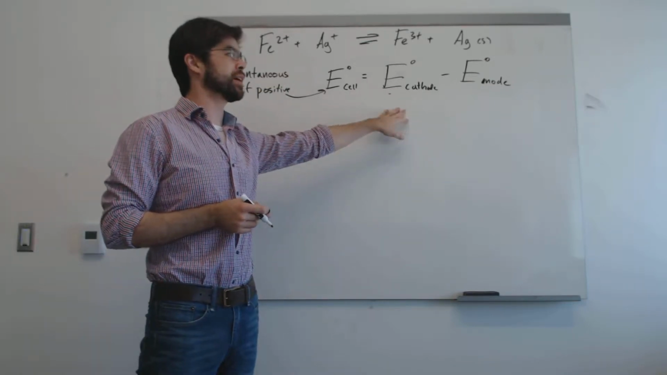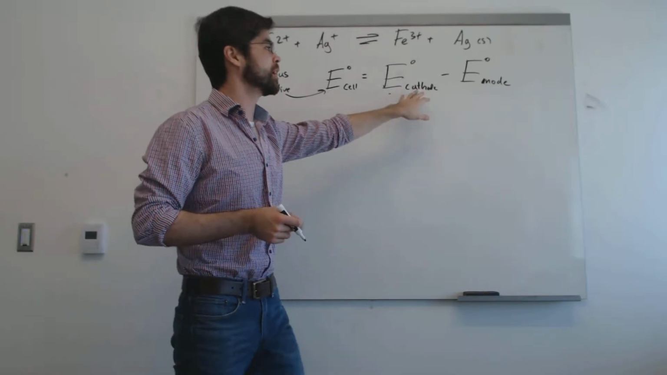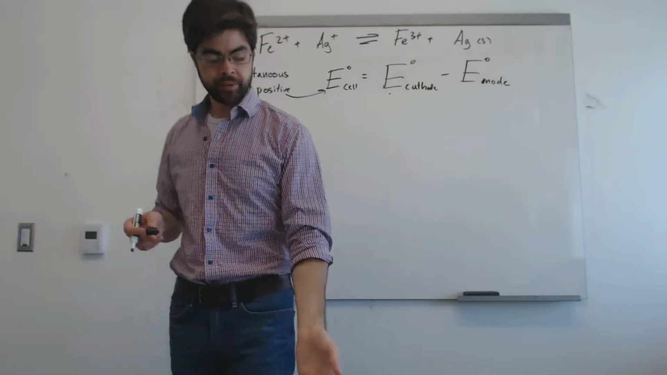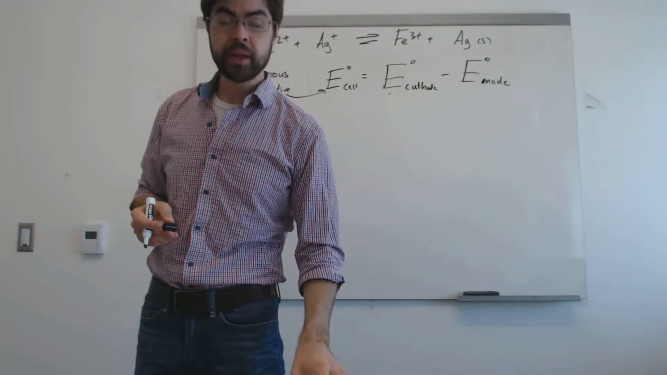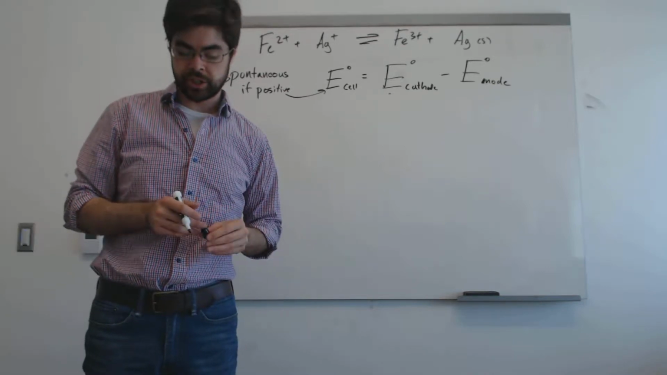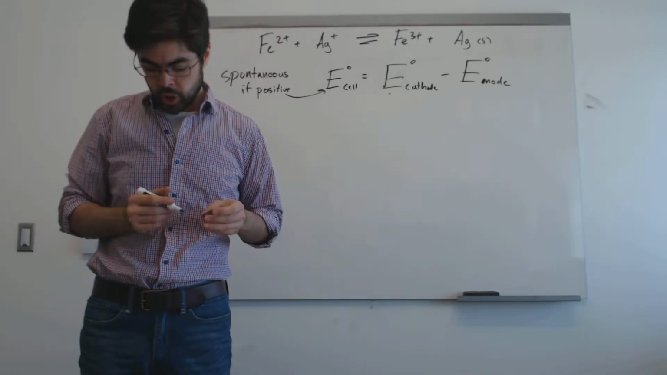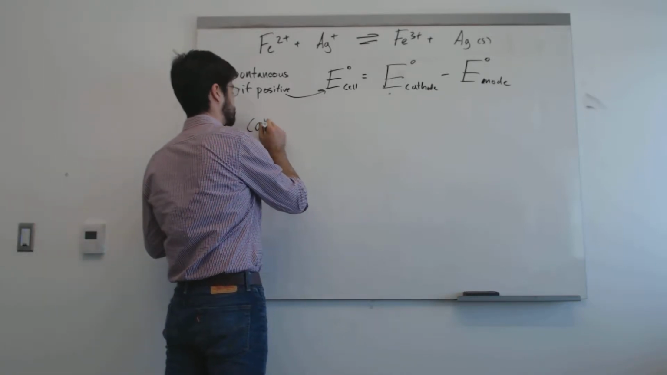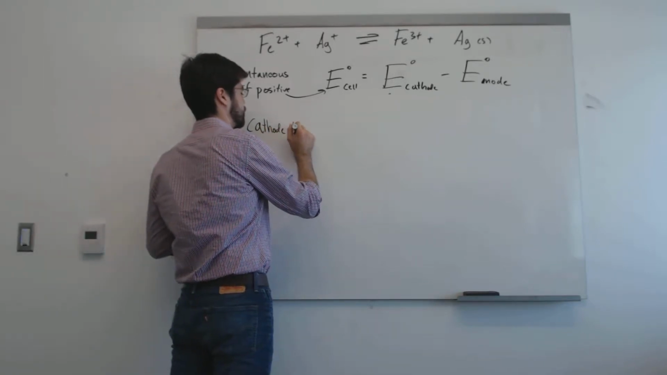species is undergoing reduction and which species is undergoing oxidation, and then based upon that identification and the value of the standard reduction potentials, we can predict whether or not this reaction is spontaneous. So, which species is acting at the cathode? Which species is undergoing reduction?